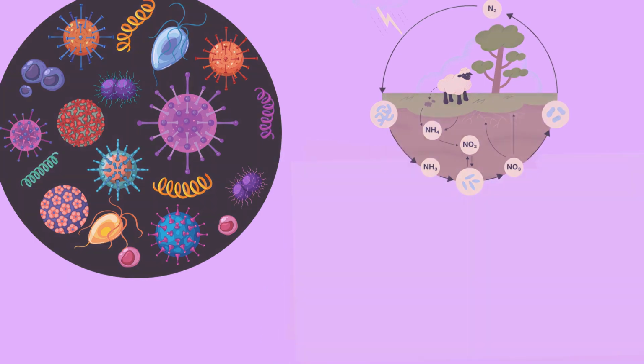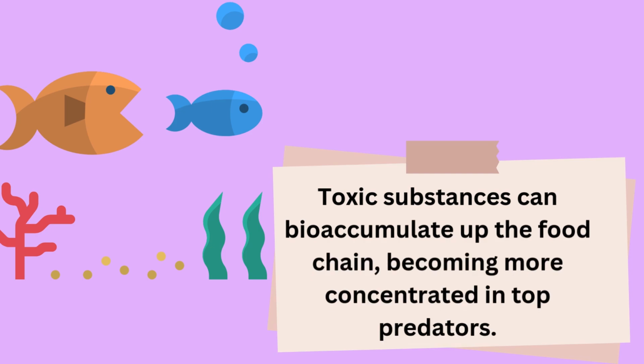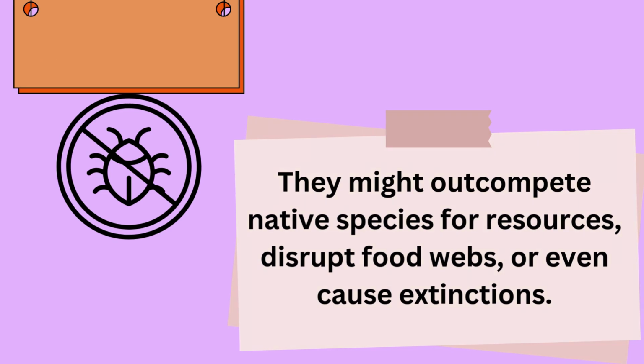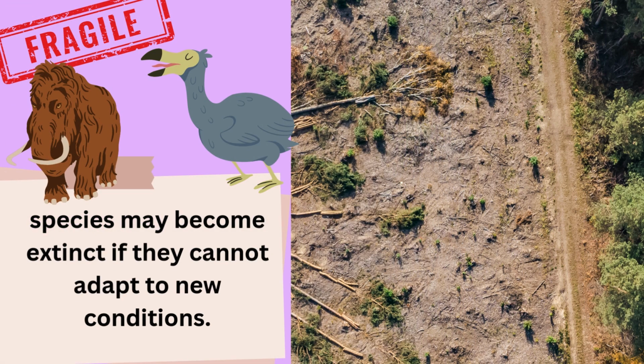But watch out for toxic substances. They can bioaccumulate up the food chain, becoming more concentrated in the top predators. When new or invasive species enter an ecosystem, they can cause serious problems. They might outcompete native species for resources, disrupt food webs, or even cause extinction. Ecosystems can be fragile. Environmental changes, whether natural or human-caused, can dramatically affect populations. In extreme cases, species may become extinct if they can't adapt to new conditions.